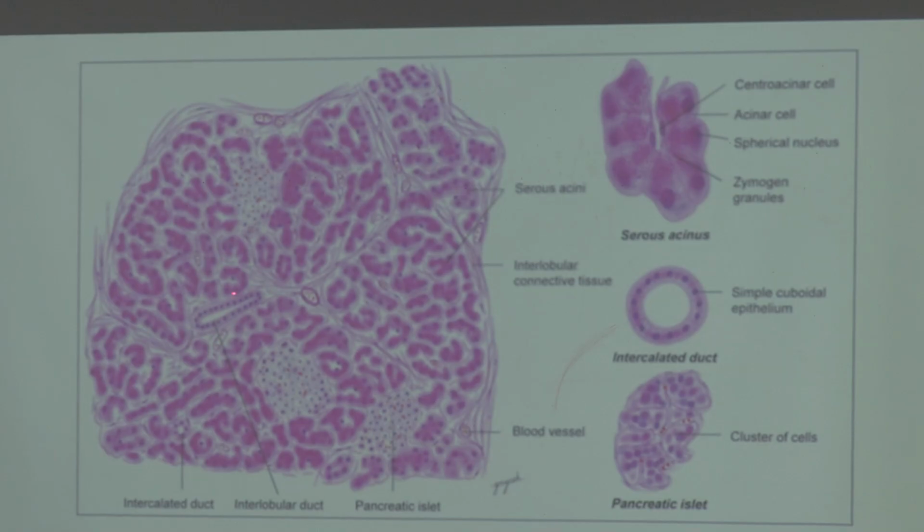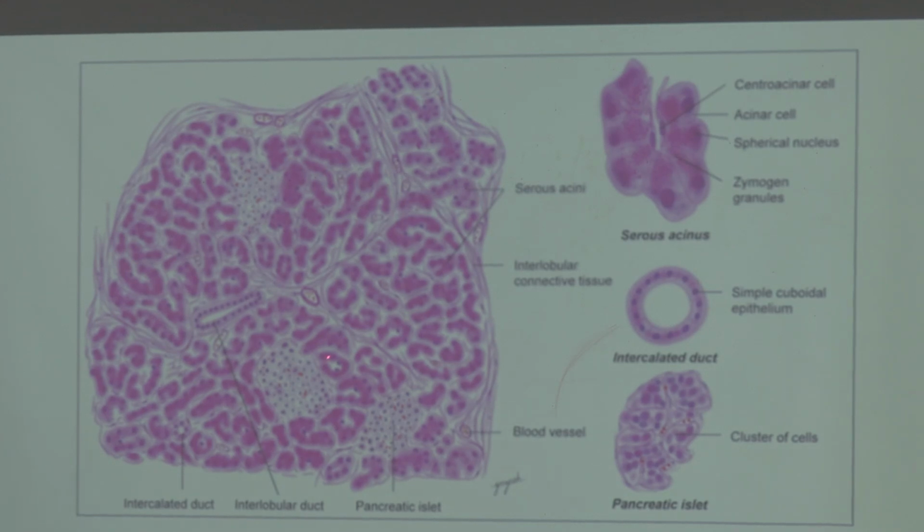Next, along with the acini, can you see the duct? This is the interlobular duct. This interlobular duct is larger. If you see the smallest one, that is the intercalated duct; its diameter will be less. Now this duct, you can always see, is related to the acini. Why are the ducts related to the acini? Because they have to conduct the enzyme. What is the function of acini? To produce enzyme. Once the enzyme is produced, it has to be conducted with the help of the duct. That's why the ducts are always related to the acini.